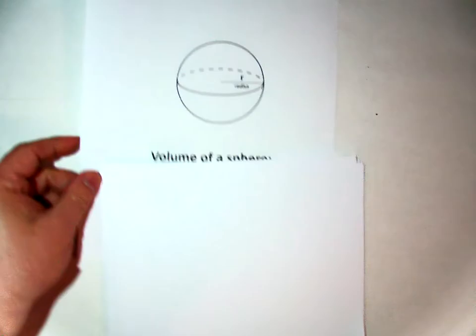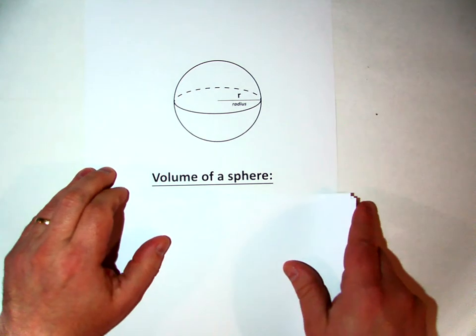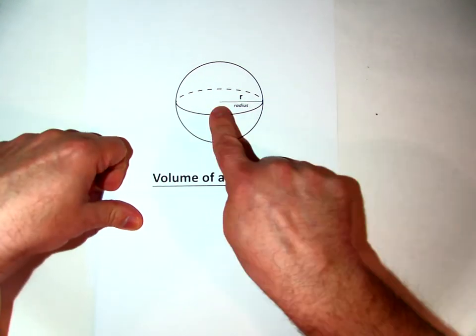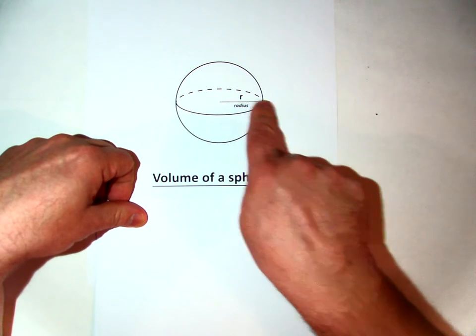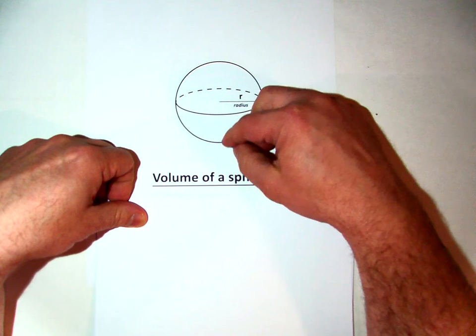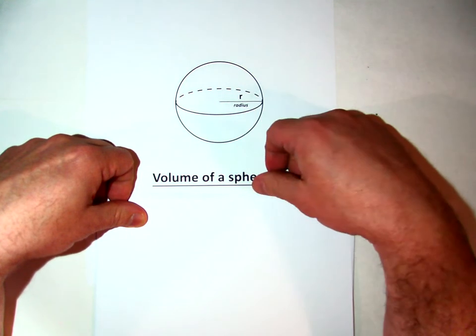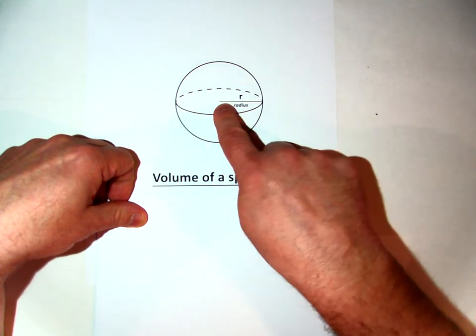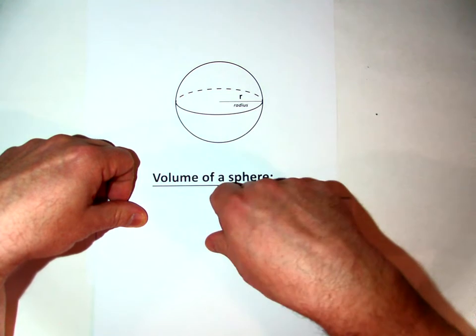Now, today's new lesson, volume of a sphere. Now, a sphere, let's take a look at this. I only have one thing I can measure, and that's the radius. I could measure the diameter, but that's just the radius doubled. So I don't really have a height like we did for the cone and the cylinder. The height is just going to be the radius times 2, which would be the diameter of the sphere.